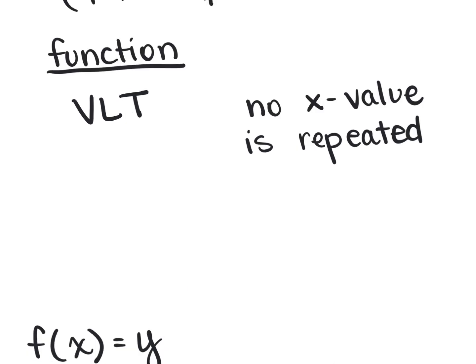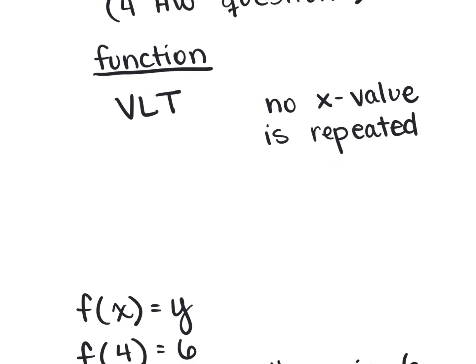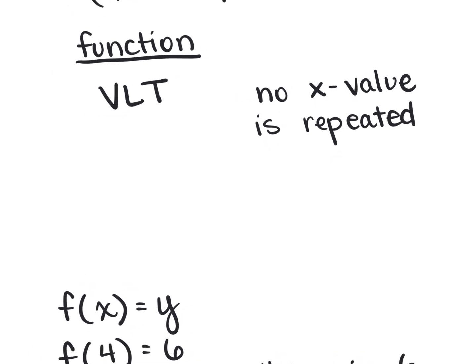The next thing we talk about is a function. So underneath this, you have f of x is equal to y. That is your function notation that you're going to have to use. In order to determine if a graph is a function, we will use the vertical line test.